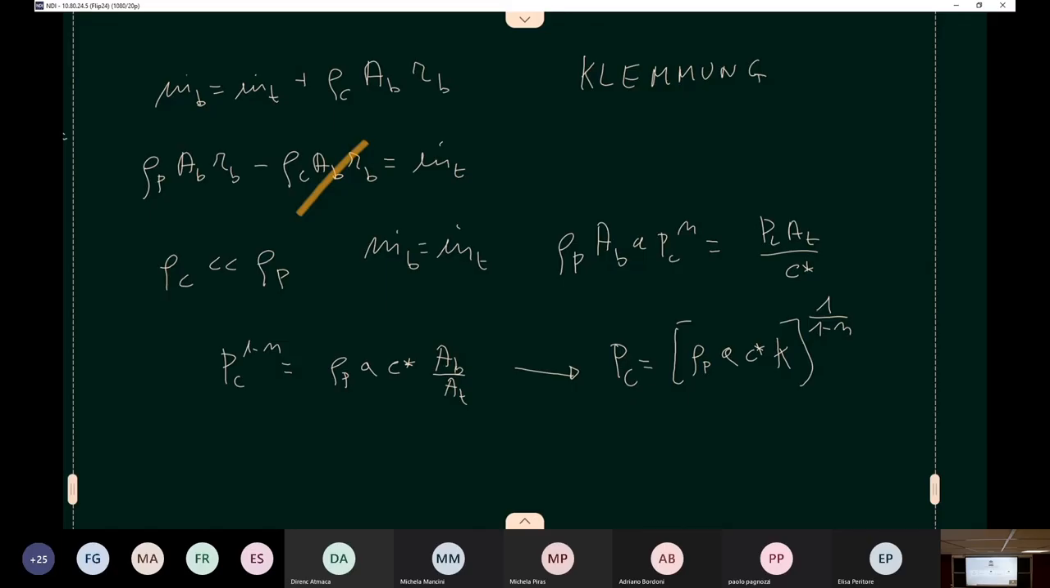So if we consider in our range the combustion index n in a range between 0 and 1, you see that we have an exponent here, which is, of course, if n is 0, we have 1. If n is 1, it's infinity. That means that there is strong dependence of PC on K.